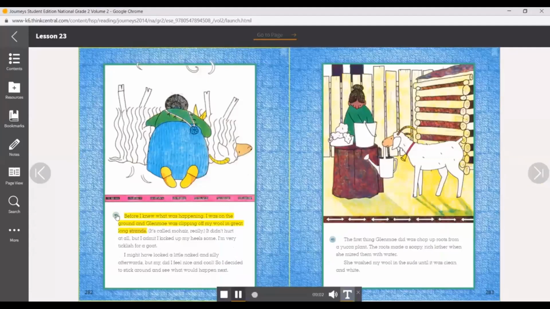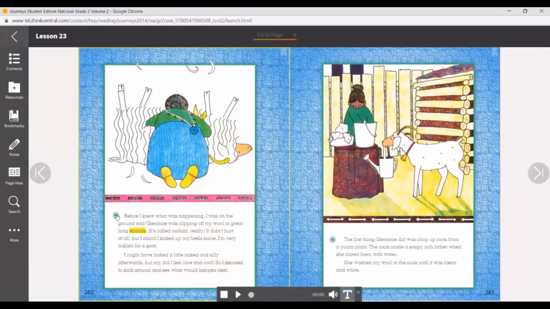Before I knew what was happening, I was on the ground, and Glen May was clipping off my wool in great long strands. It's called mohair, really. It didn't hurt at all, but I admit I kicked up my heels some. I'm very ticklish for a goat. I might have looked a little naked and silly afterwards, but my, did I feel nice and cool. So I decided to stick around and see what would happen next.